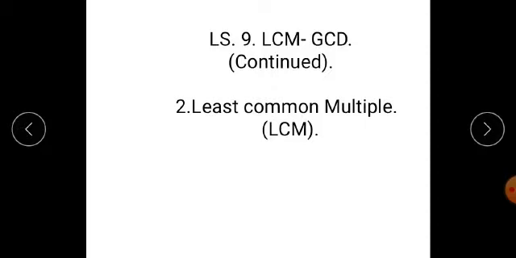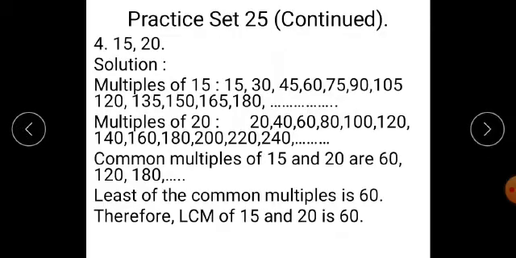Students, we have already started lesson number 9. We have completed the first part, that is highest common divisor, that is highest common factor, HCF, or we can say GCD, greatest common divisor. Now we have already started the second part of this lesson, that is least common multiple, and we have started practice set 25, where we are going to find the LCM of the given group or pair of numbers. We have done three sums of question number 1, therefore the fourth one. Here we are going to find the LCM of 15 and 20.